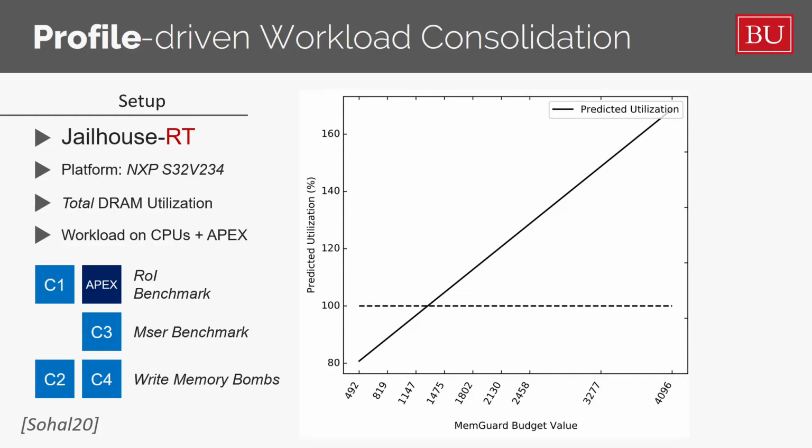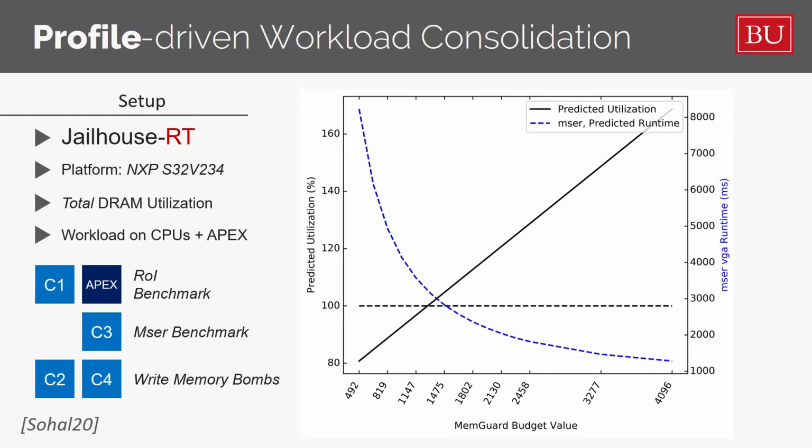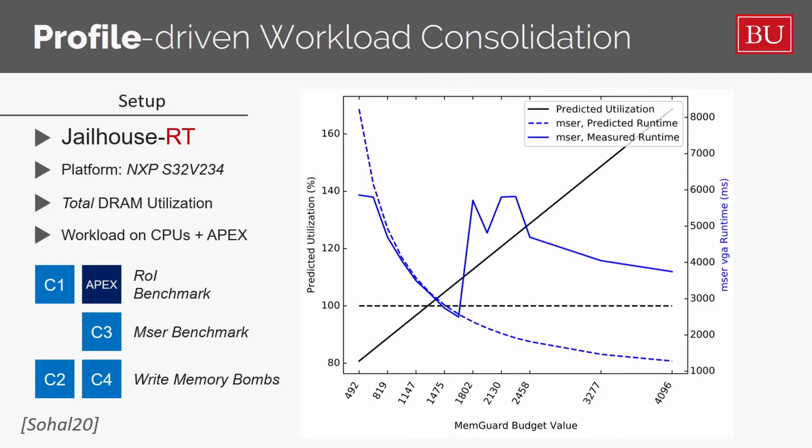And then this dashed line, which is this horizontal line, marks the saturation threshold. And now what we can do is we can predict the performance of, let's say, MSER, the CPU-only application we run on our platform. And the prediction is given by this dashed blue line. And then when we actually run and measure the runtime of this application, and specifically the worst case observed runtime, we see something that looks like this.